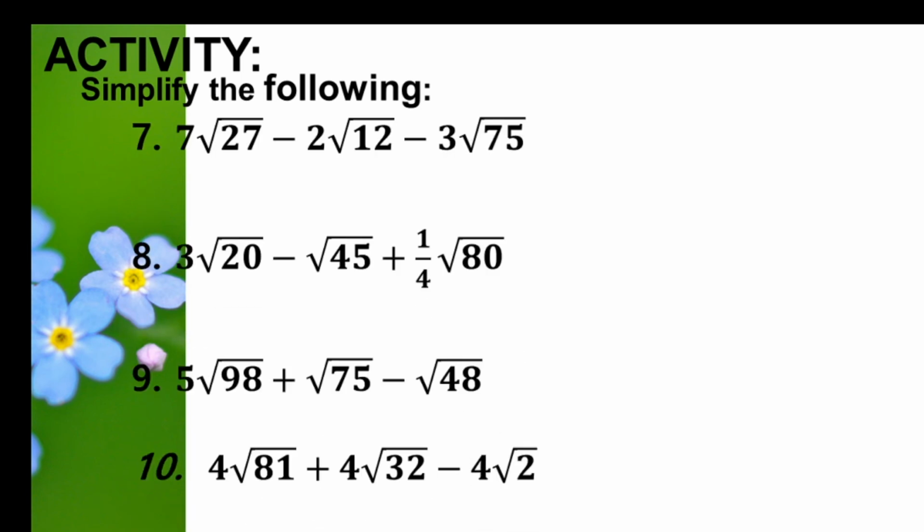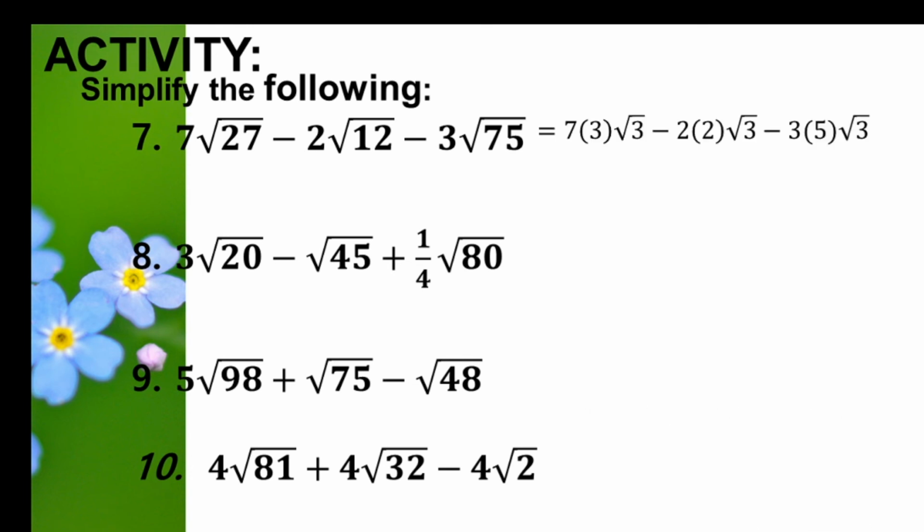Let us have another set. We have 7 square root of 27 minus 2 square root of 12 minus 3 square root of 75. So we need to simplify first the expression.